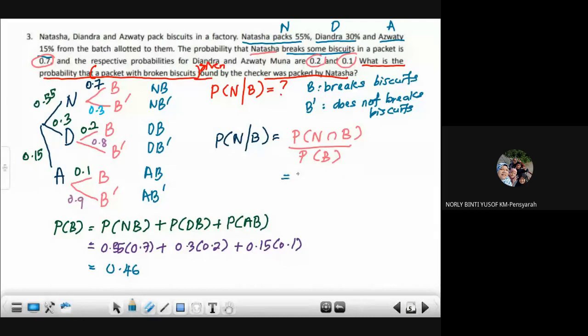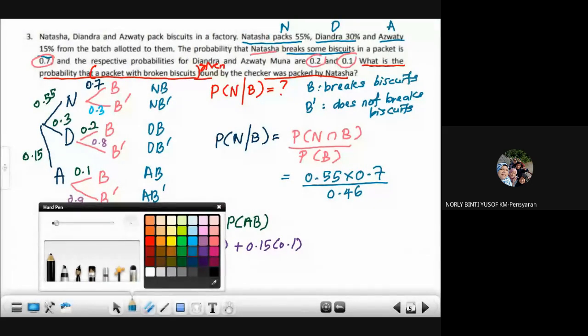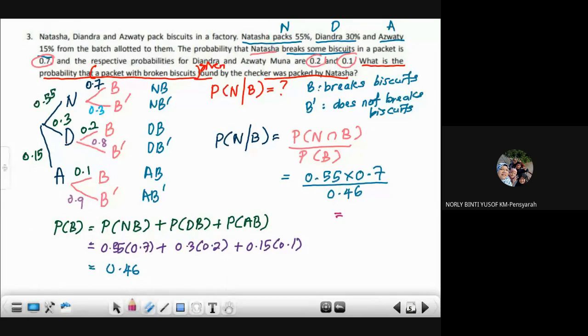Okay, so probability of Natasha intersect broken biscuit, ya dah ada lah dekat 3 diagram tu kan, 0.55 darab 0.7. You divided by the probability of broken biscuit based on 3 person, Natasha, Diandra and Azwati, you dapat 0.46. Then you simplify, you press your calculator, you will got 0.878370. So that is the probability that a packet with broken biscuit found by the checker was packed by Natasha.